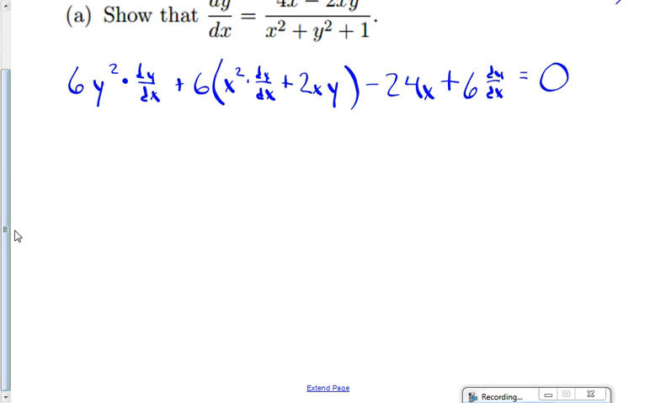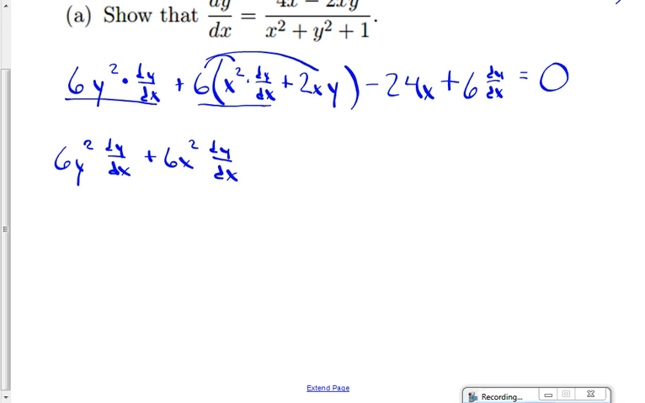Okay? Now, let's get all the dy dx's together and get everything else separate from it. So this will be 6y squared dy dx. Where else do I have a dy dx? I have a dy dx here. I'm going to do some distributive property there too. So I've got a 6x squared dy dx. And I need one more. I've got this one. I've got this one. I need one more. I need a 6 dy dx. Okay?